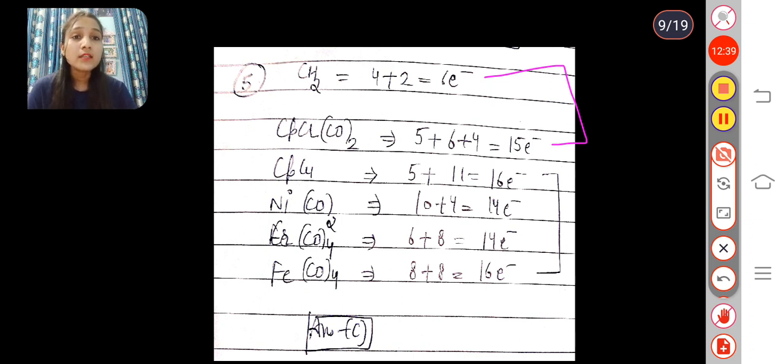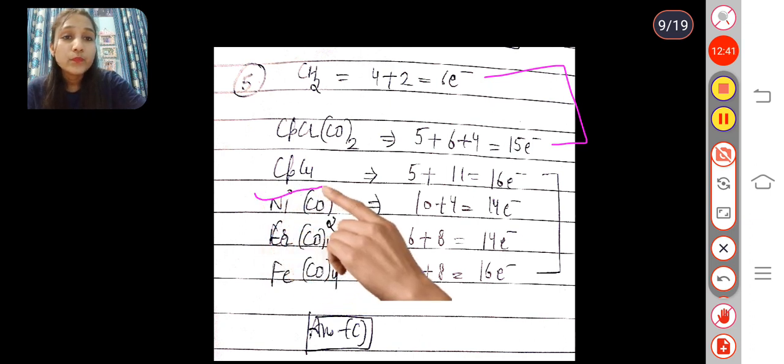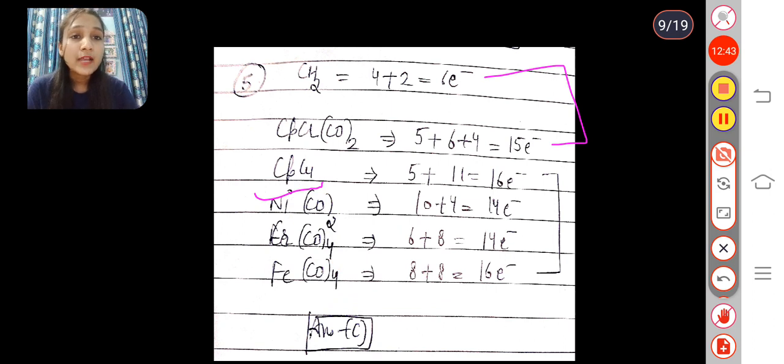Now come to the second, that is CpCu. Here we have 5 for Cp, and for copper, Cu, it is 11. So we have 16 electrons. So that is isolobal to CH2. So the second one is the correct option, CpCu. Now come to the next, Ni(CO)2.